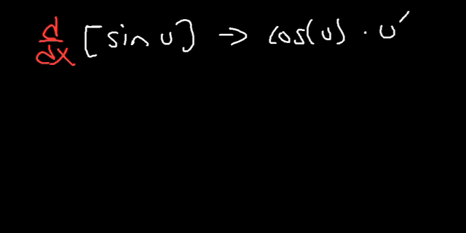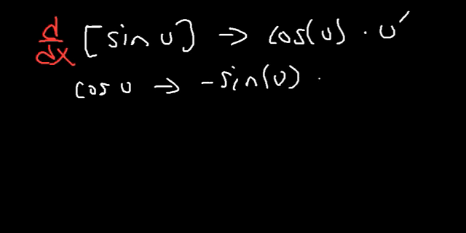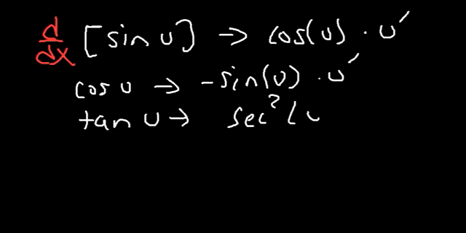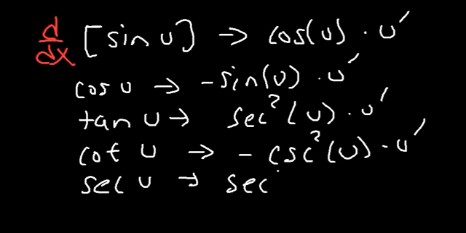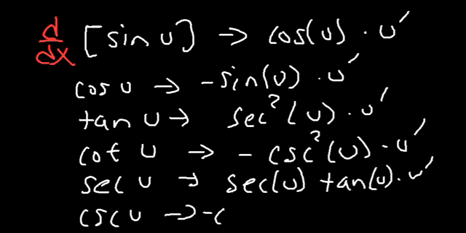So the derivative of sine u is just cosine u times u prime. The derivative of cosine u is negative sine u times u prime. And for tangent u, the derivative of tangent is secant squared u times u prime. And the derivative of cotangent u is negative cosecant squared u times u prime. And for the derivative of secant u, it's secant u tangent u times u prime. And for cosecant u, it's negative cosecant u cotangent u times u prime.